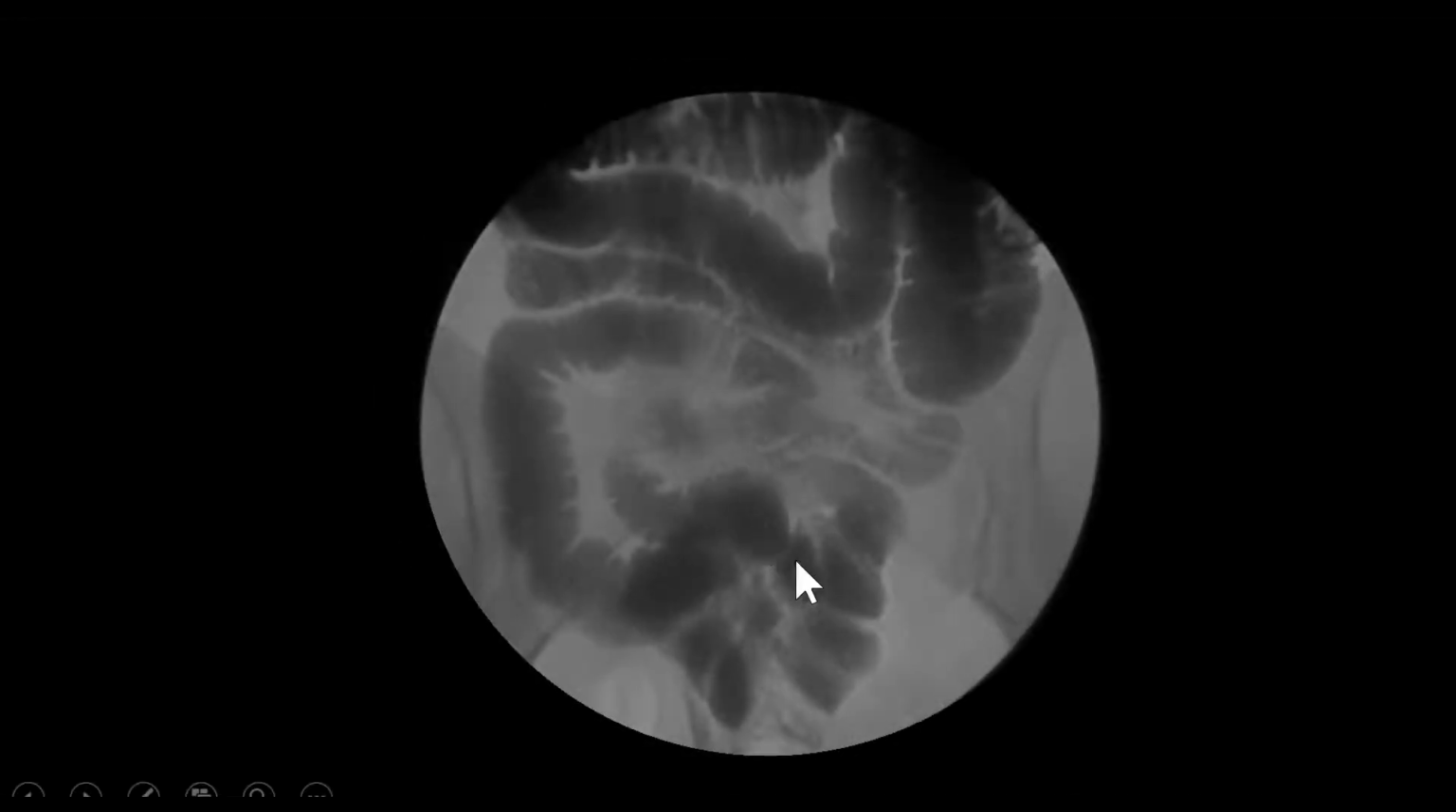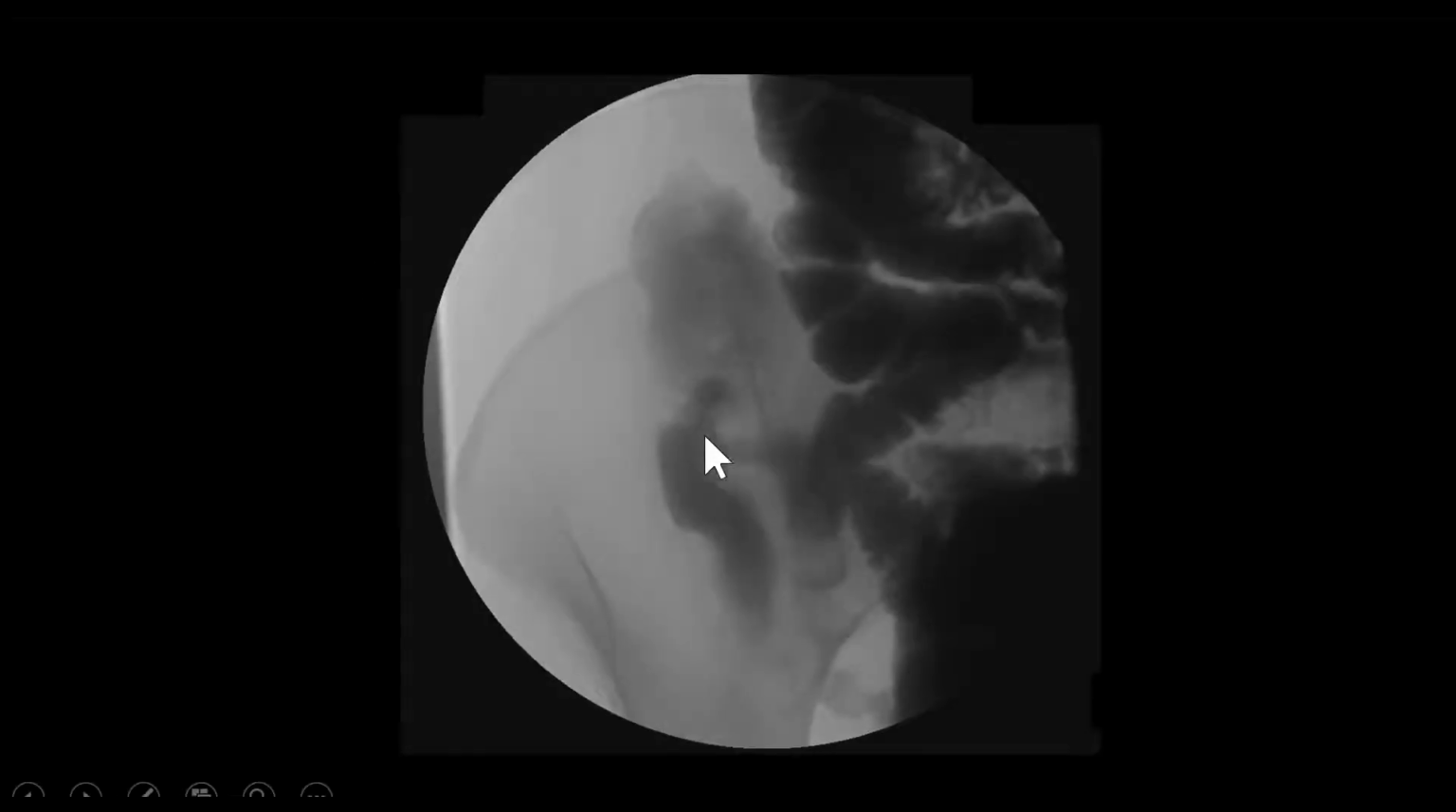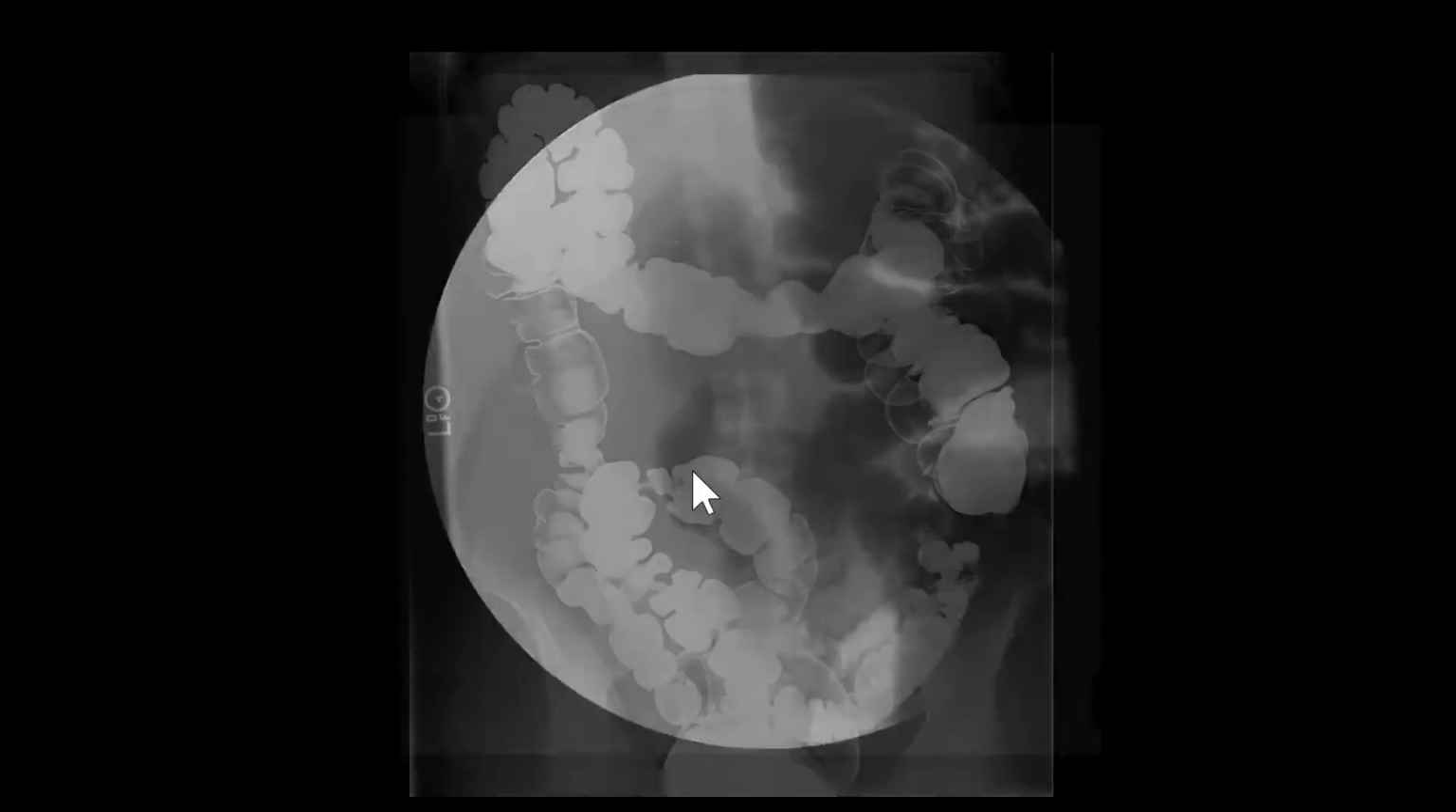And you can follow that contrast all the way through the small bowel, and we can push the bowel out of the way and dilate it up very nicely. So if there's a stricture somewhere, we'll see that, and follow it all the way through down to the large bowel at the very end of the small bowel and see that connection.